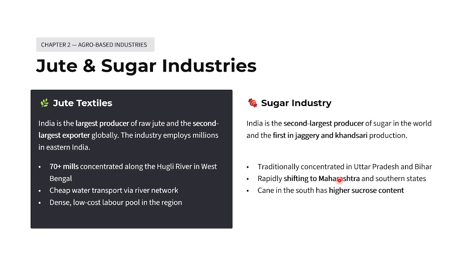So cane in the south has higher sucrose content. So what does sugar cane contain? It has high sucrose content. This is an examination point of view.